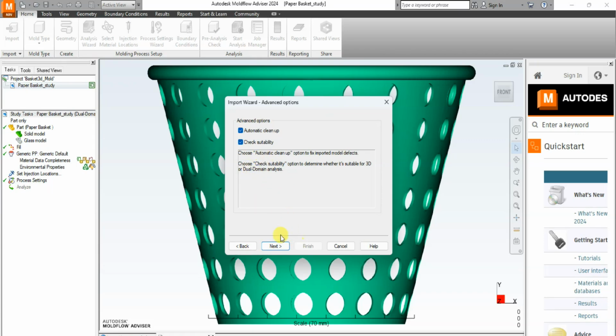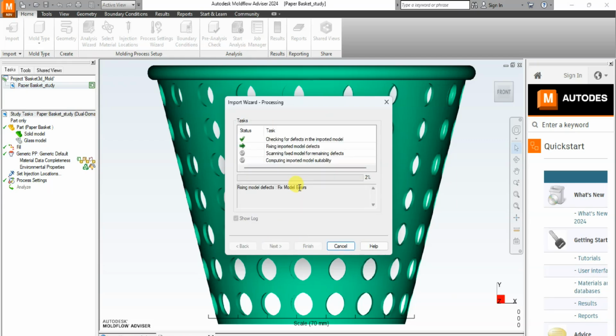So here, once we're satisfied with this, click on next, and of course wait for the processing to be complete. The preliminary processing of the imports, the object imported to the Moldflow Advisor software.